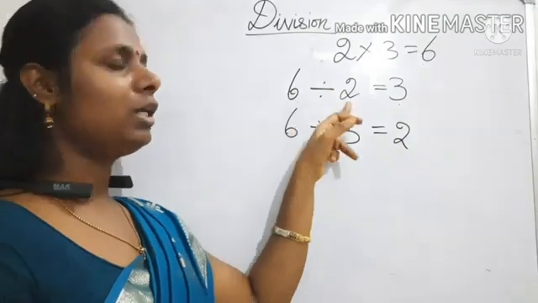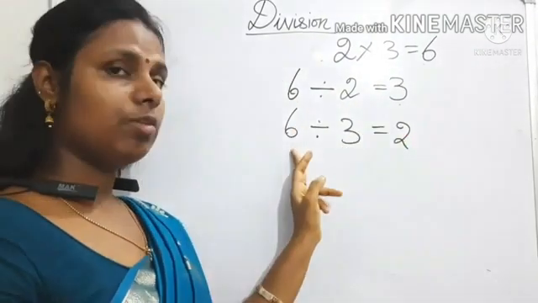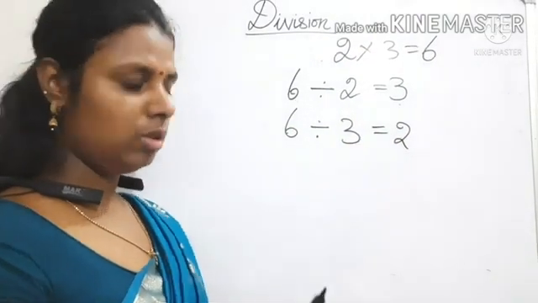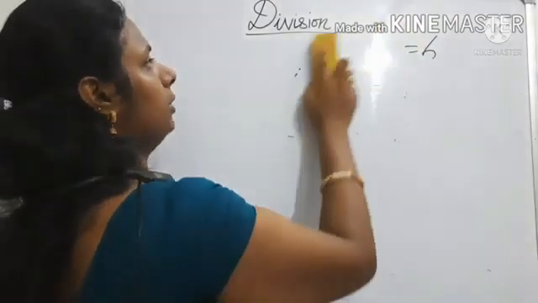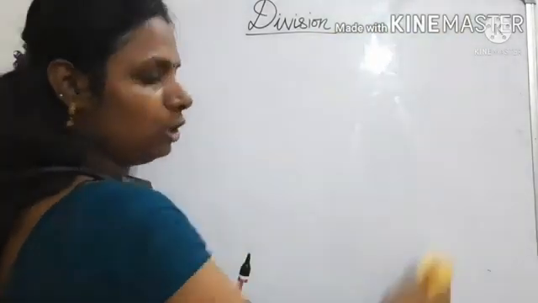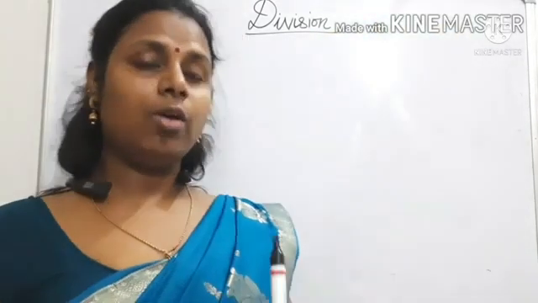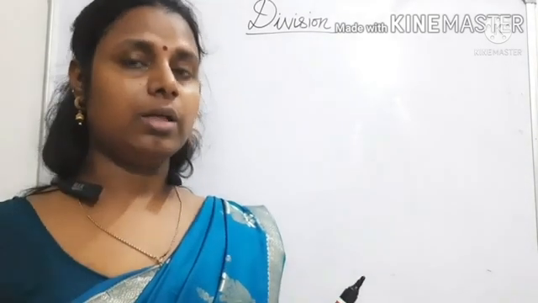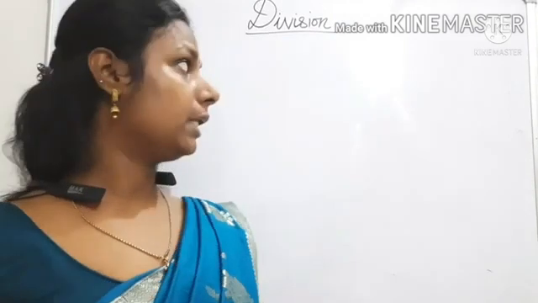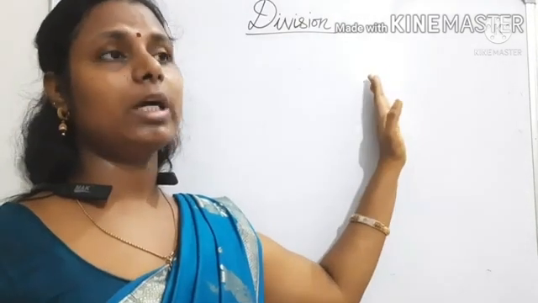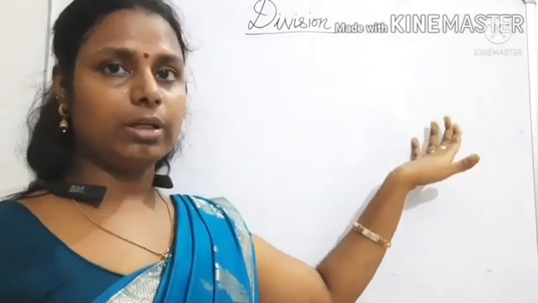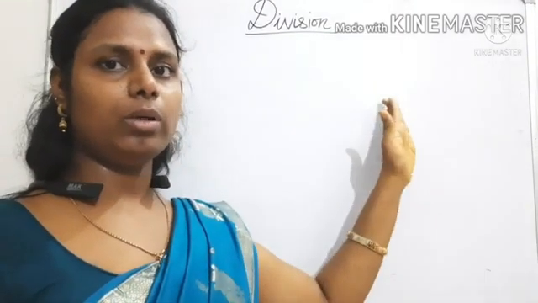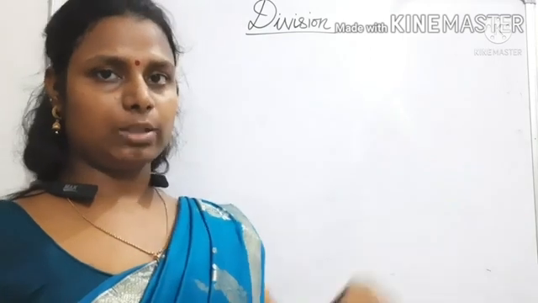If you divide 6 by 2, the answer is 3. If you divide 6 by 3, the answer is 2. This is also one common thing you have to remember. I hope you understood many things about division. First, I told you what dividend, divisor, quotient and remainder are. And another thing, when you flip the quotient and the divisor, the dividend remains the same, but you get another answer.